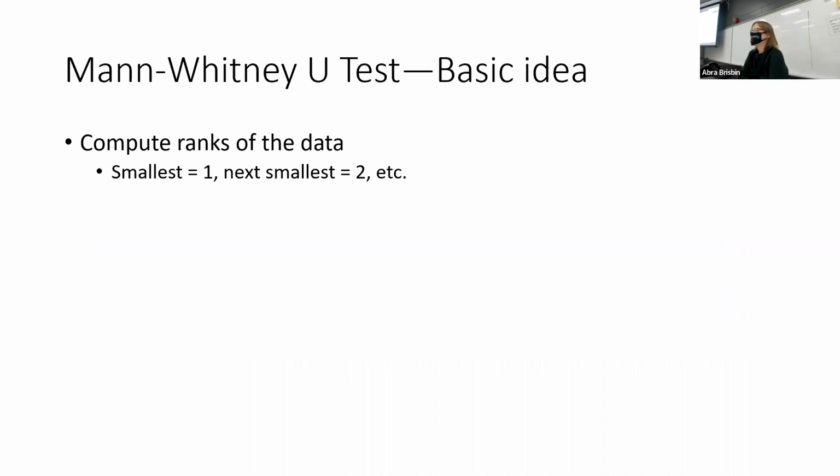So our basic idea behind the Mann-Whitney U test is we're going to compute the ranks of the data, same as we did for the Wilcoxon signed rank test. So the smallest value is going to get a rank of 1, the second smallest a rank of 2, and so on. And the benefit of working with ranks, both here and in the Wilcoxon signed rank test, is that ranks reduce the effect of outliers.